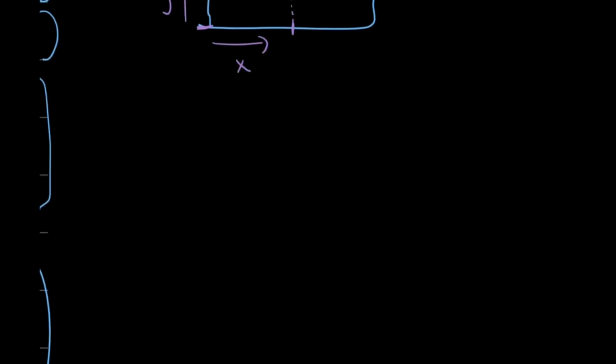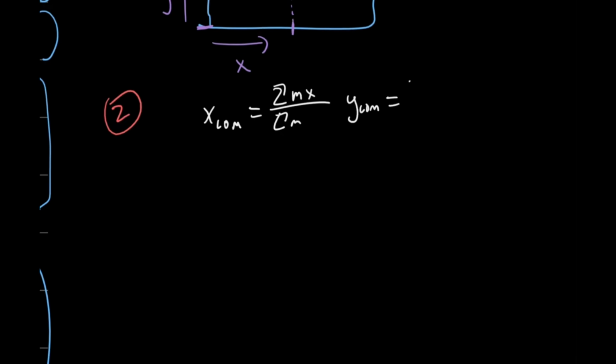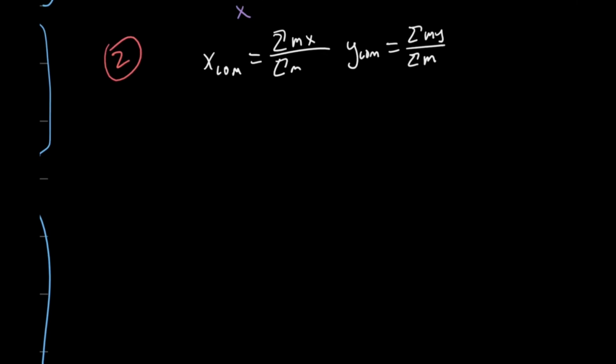The second thing that we want to know is if we have a system of masses. There are 2 equations that we want to keep track of. The first one is that the center of mass in the x direction is equal to the sum of the masses times x over the sum of the masses, and in the y direction, it's equal to the sum of the masses times y over the sum of the masses again. So let's take a quick example.